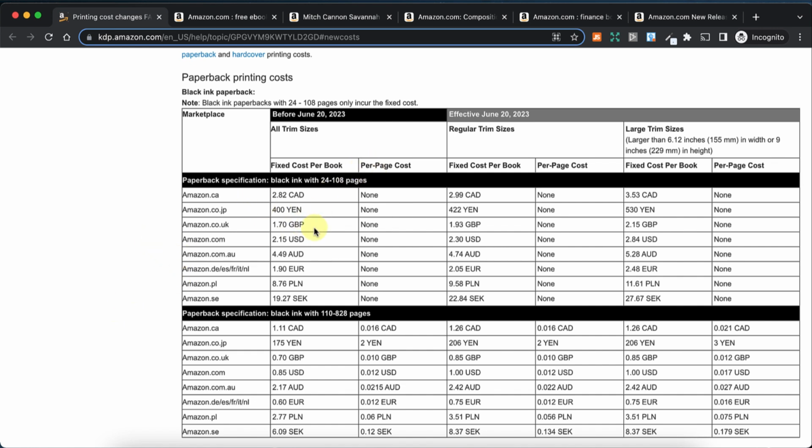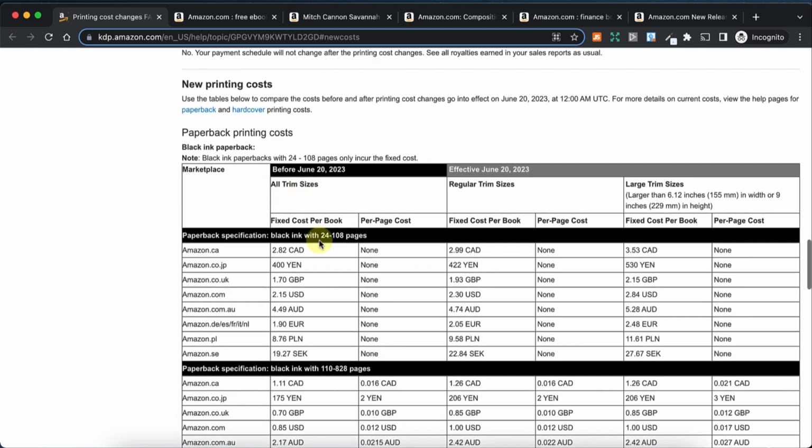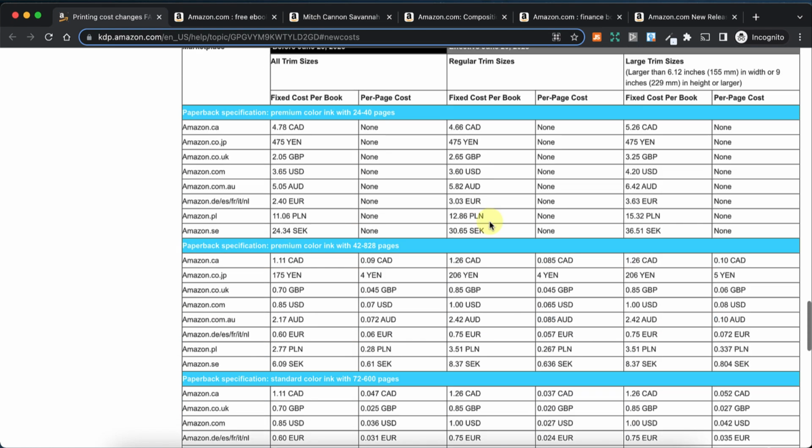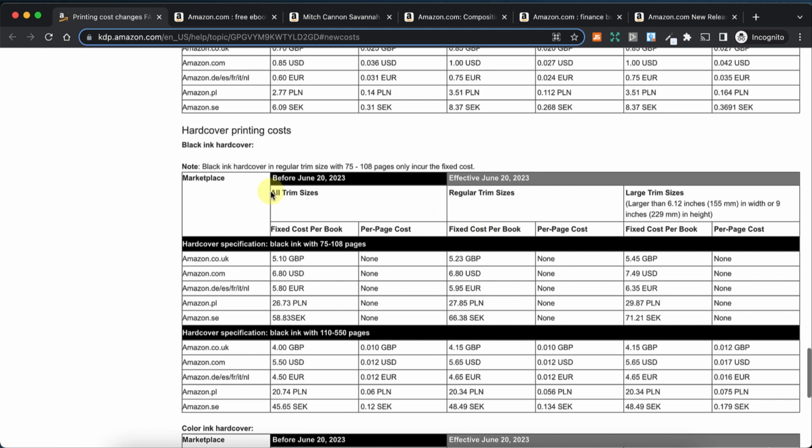But recently, Amazon or KDP has announced some paperback and hardcover print cost changes, and you can see before June 20th, 2023, and effective on or after June 20th, 2023, they're going to have quite a few changes coming in from their print costs. And I thought, why not do a video on how to price your books? I'm going to share a few strategies today, so make sure you stay tuned.